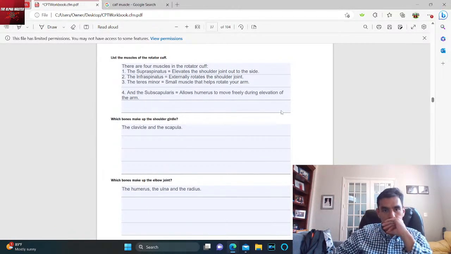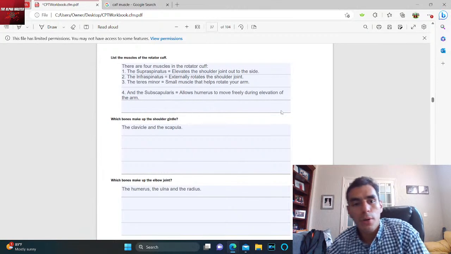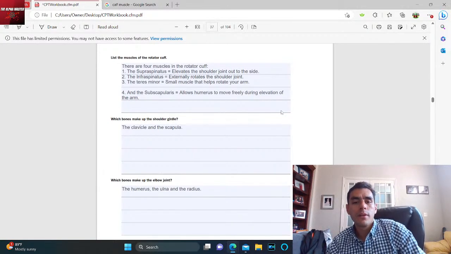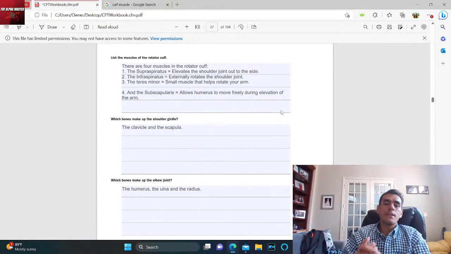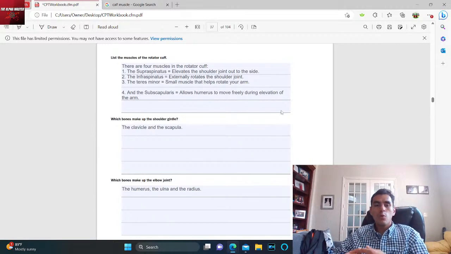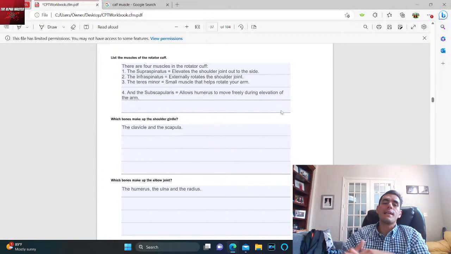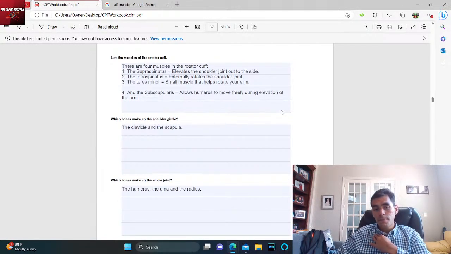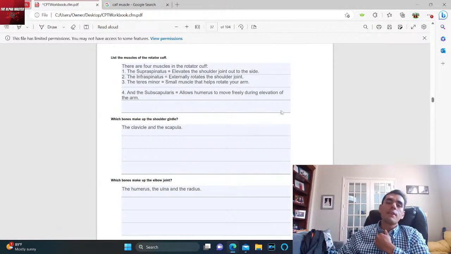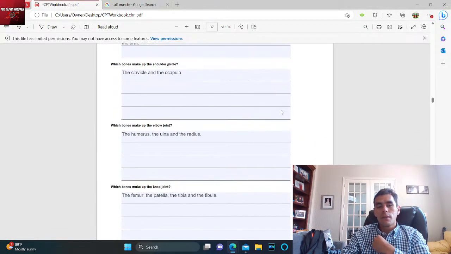Now, which bones make up the shoulder girdle? The shoulder girdle is made up of the clavicle and the scapula. So which bones make up the shoulder girdle? They're going to be the clavicle and the scapula.